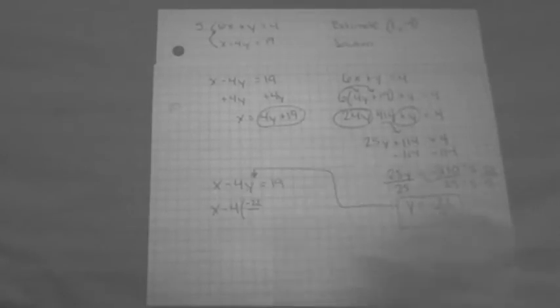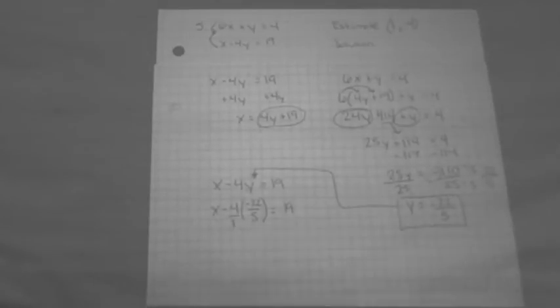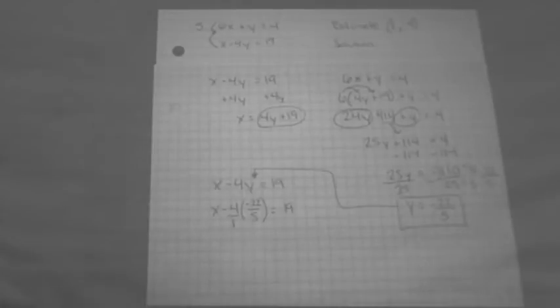So I can use this one, x minus 4y equals 19. Plug y in here. So all I'm working with is x's now. So x minus 4, instead of writing y, I'm going to write times negative 22 over 5 equals 19. When I multiply a whole number by a fraction, I want to show this as 4 over 1, or negative 4 over 1. I'm going to multiply my numerators together. So 4 times 22 is 88.